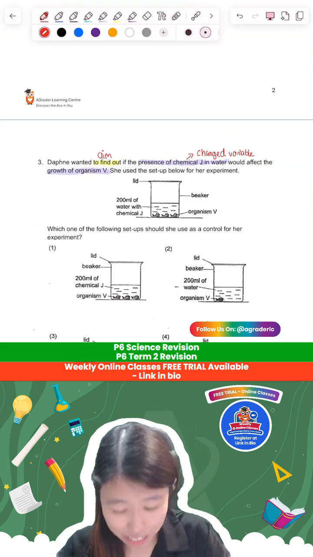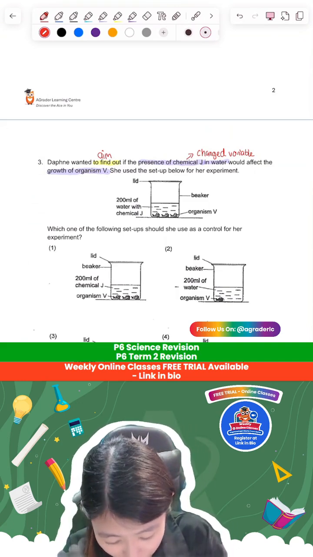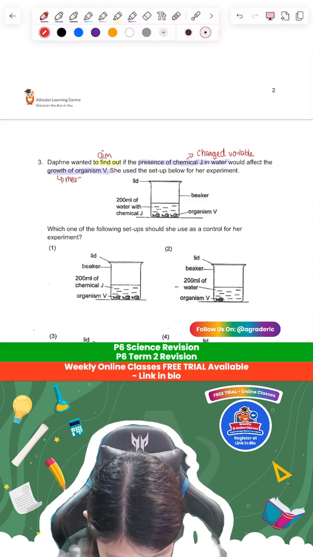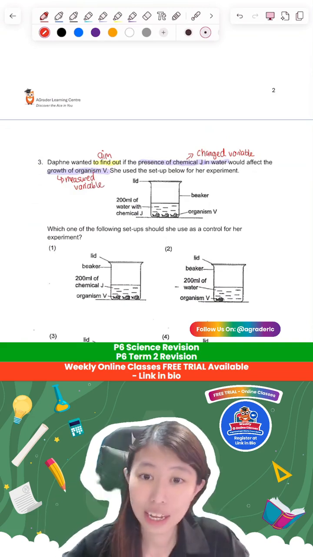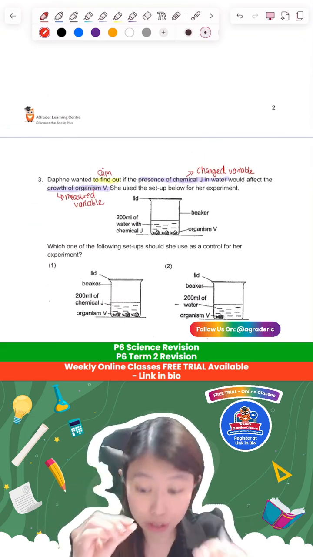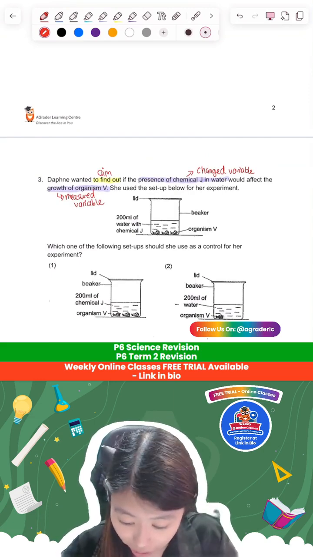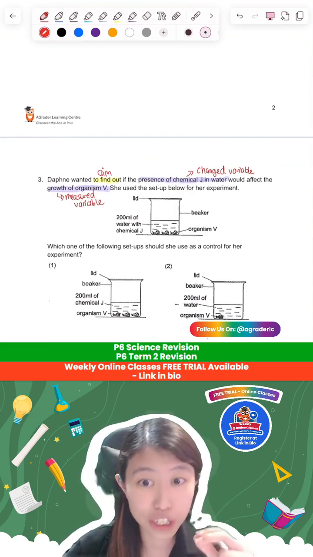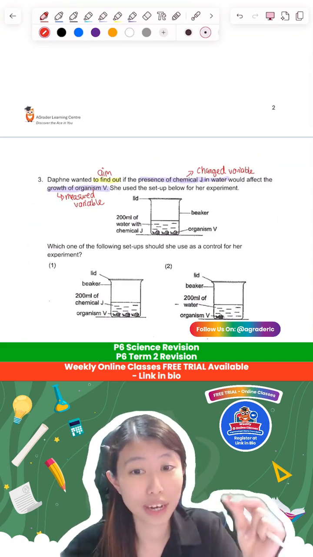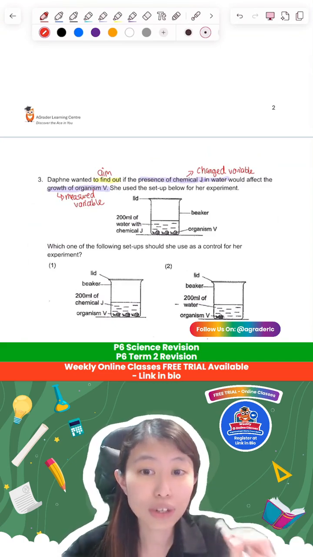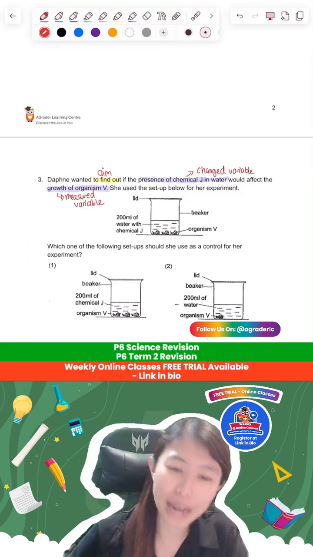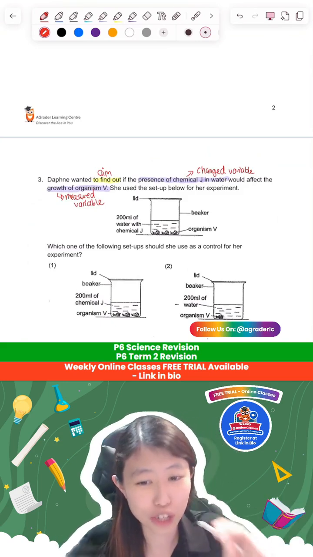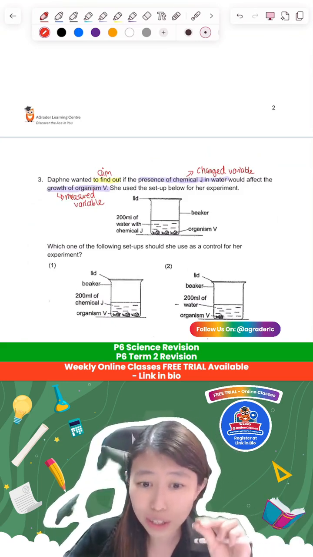Yes, the growth of organism V is my measured variable. Just take note that sometimes the question will change its phrasing. They change it and say Delphine wanted to find out how the growth of organism V is affected by the presence of chemical J. So you must read the question very carefully.